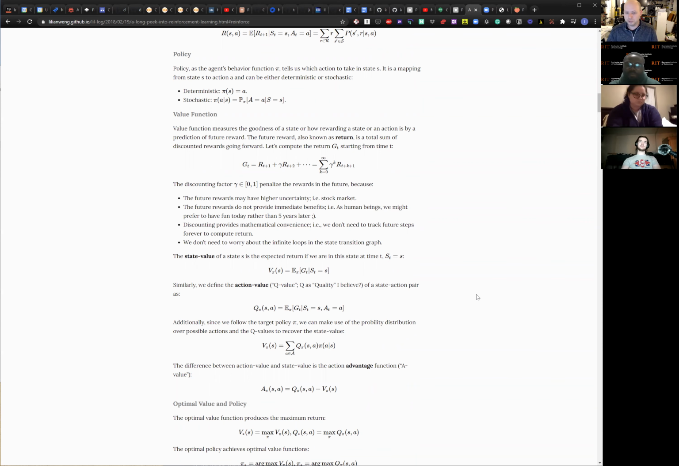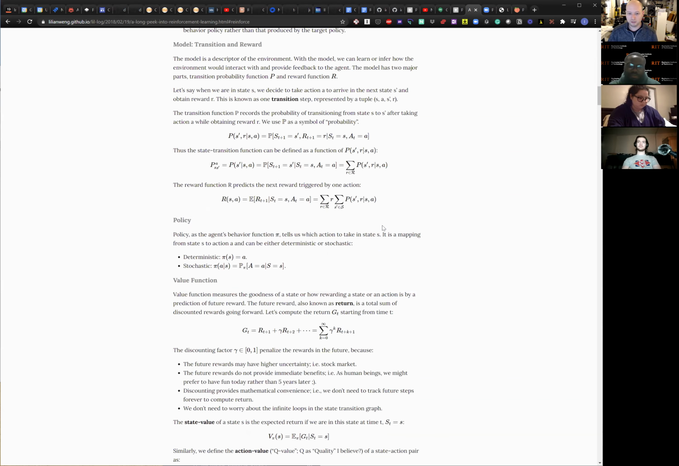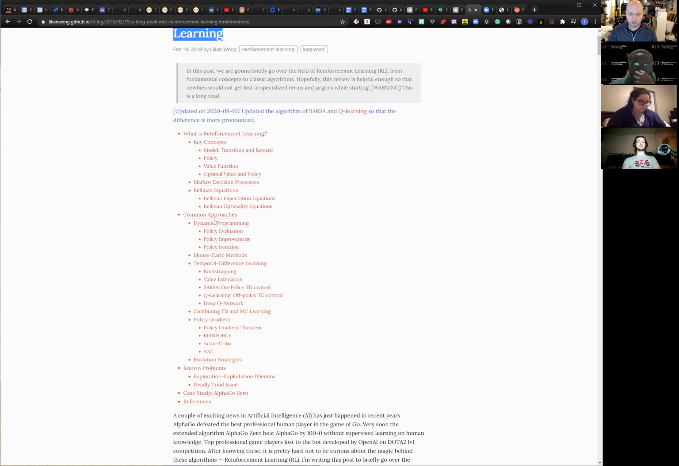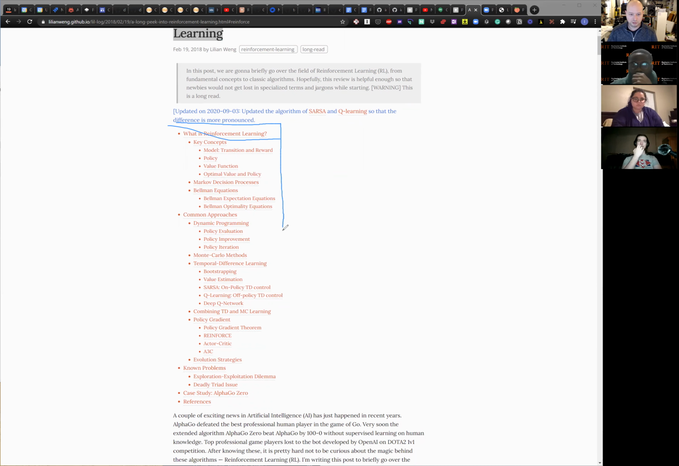Anyways, how about we do this one next, or we can choose a section, because this is quite a large thing. We could maybe choose up until here, up until Monte Carlo methods.